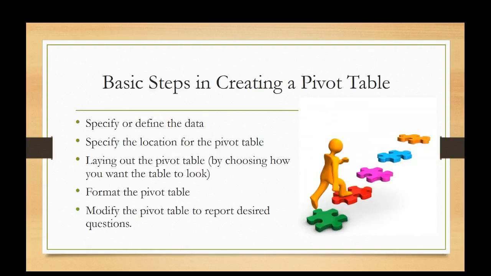In this first pivot table, we're going to go over the basic steps. We are going to define the data, just like we did in the previous example. Then we're going to specify the location for the pivot table. We're going to lay out the pivot table by choosing how we want the table to look. We'll then format the pivot table just like we format regular data, and then we'll modify the pivot table to report the desired questions. So let's go back to the Excel worksheet.